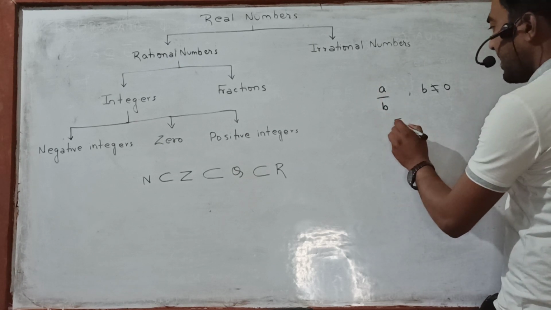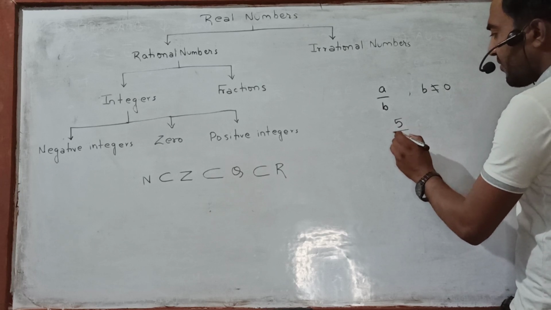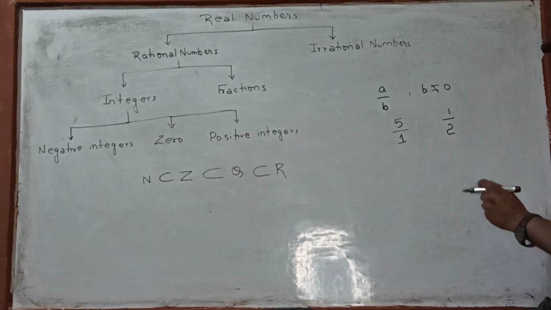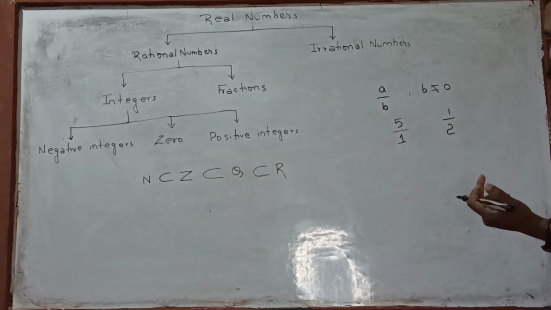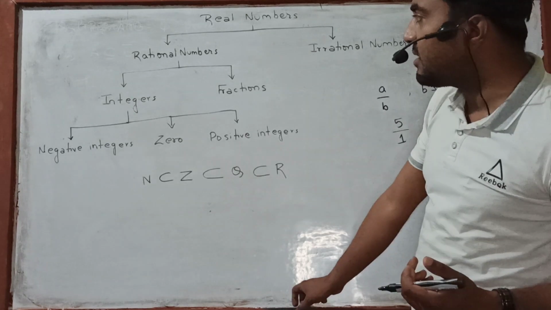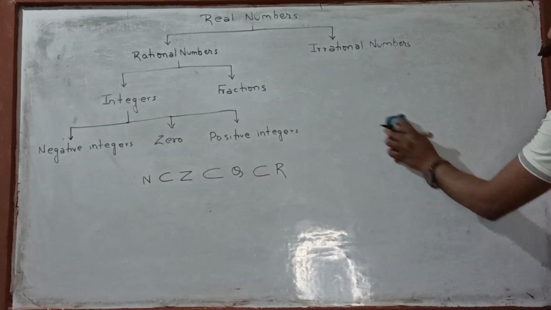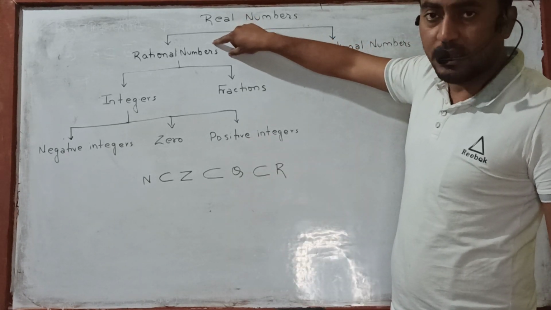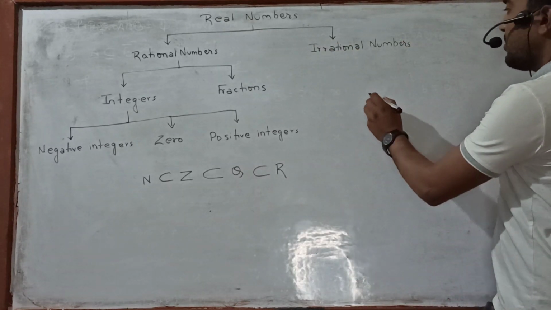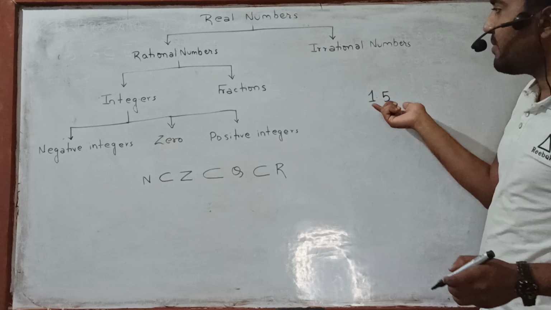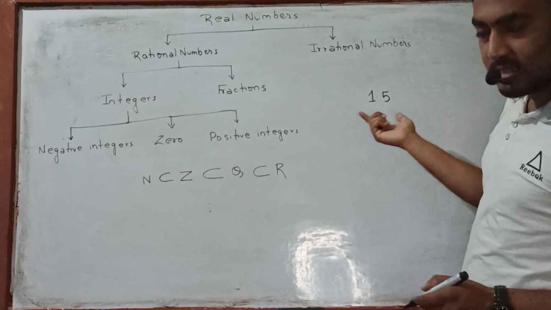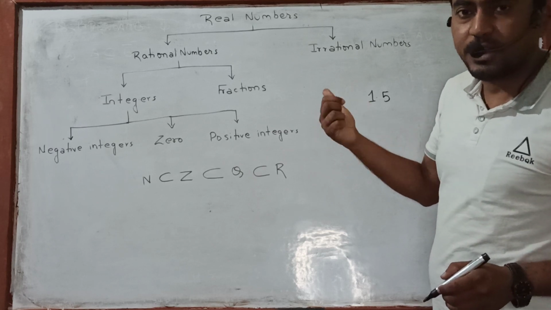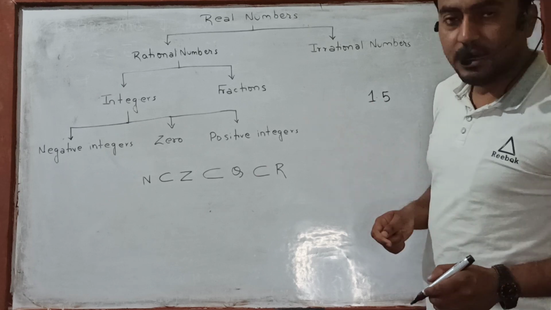Like for example, if you take 5, 5 is a rational number because it can be expressed in the form of 5 by 1. Similarly, suppose 1 by 2. 1 by 2 also is a rational number, it is in the form of a by b. One more important property we should always remember is that rational numbers are all those numbers which are terminating or recurring. For example, 1.5 is a terminating decimal, so it is a rational number. Similarly, suppose 3.33333, that is recurring, so that is also a rational number.